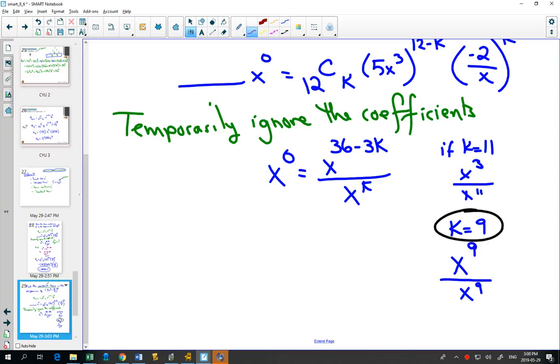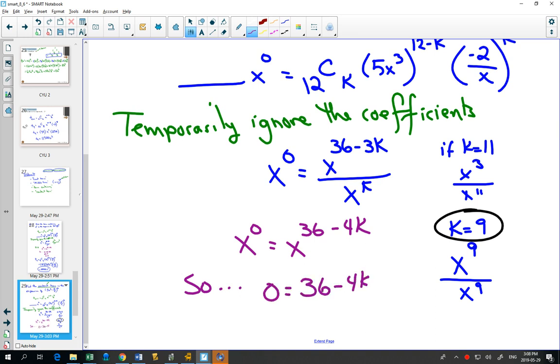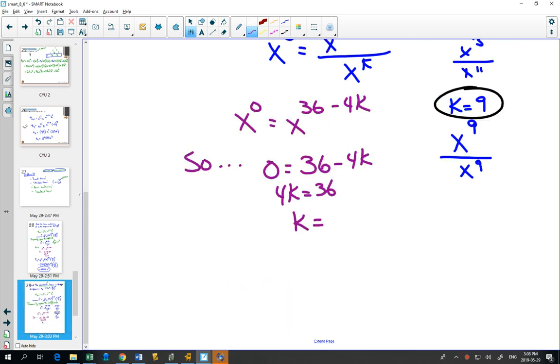If we were doing the algebra, x to the 0 equals, what's our rule? Subtract the exponents, so I'll get 36 minus 4k, so 0, 4k equals 36, and k is equal to 9. Now that we know that k is equal to 9, we can find term 10.